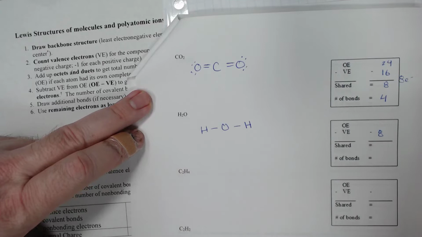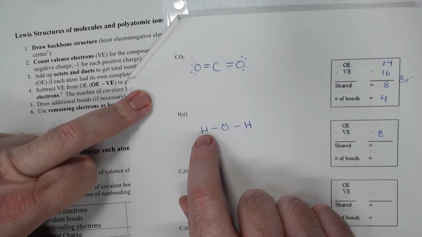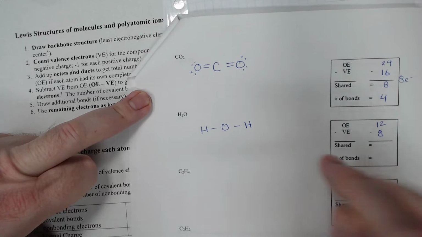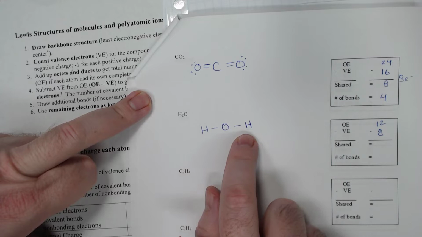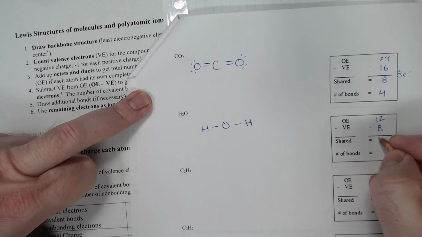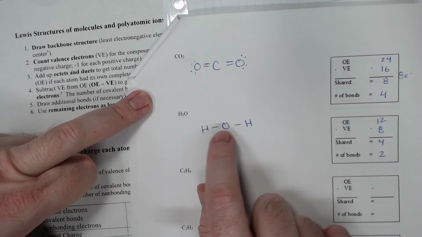Now, for doing octet electrons, hydrogens don't get octets. Hydrogens get duets. So we're going to do 2, 8, and 2. So 2, 8, and 2 gives us 12. So if hydrogen can have its own pair of electrons, oxygen can have its 8, and this hydrogen could have 2, that would be 12. But we don't have 12, we only have 8. So 12 minus 8 gives us 4, and that's 2 bonds. You'll notice that we've already got 2 bonds drawn. So we don't need to draw any additional bonds.